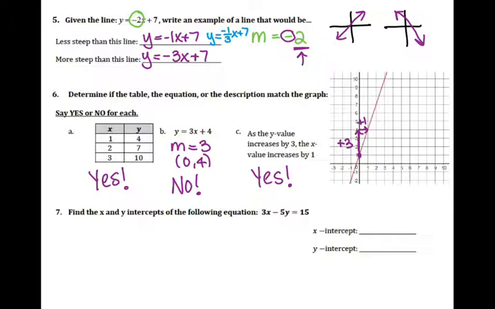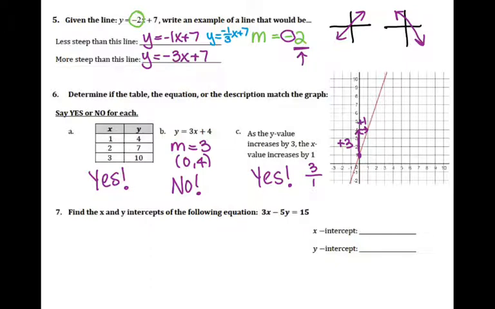So what letter C is describing, it's actually describing the rise over the run. So the y value is your rise. The x value increasing is your run. So the slope is 3 over 1, which does indeed match the graph.